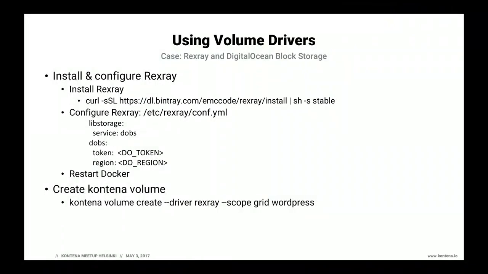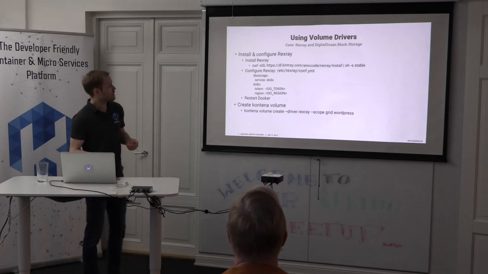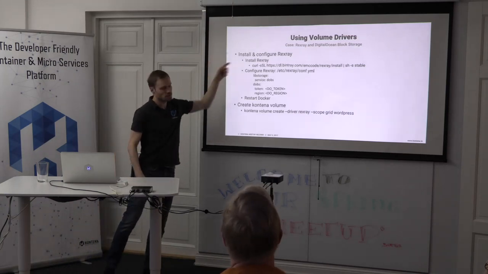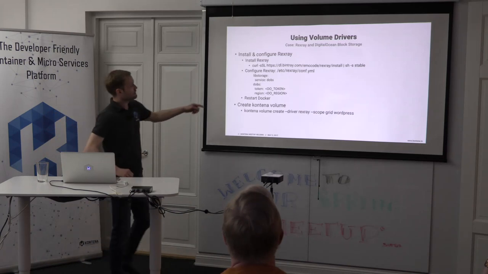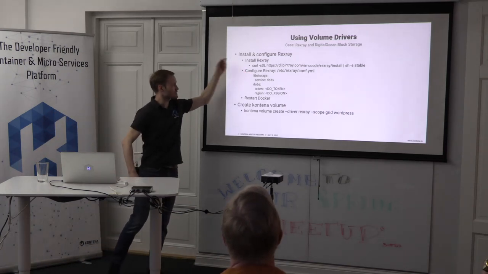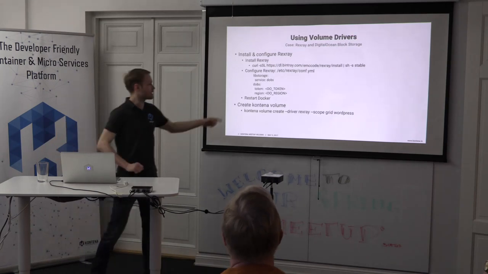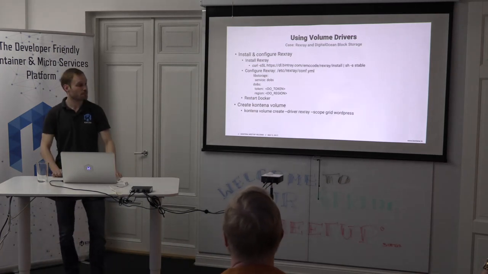So let's use some other volume driver than local. This is an example of how you can use a REX-Ray volume driver with DigitalOcean block storage. I have already installed and configured REX-Ray. It's very straightforward. You just execute some curl commands from the internet, and then you configure REX-Ray. You just set that the service is DOBS, DigitalOcean block storage, and give the DigitalOcean access token, and the DigitalOcean region where you want to create this volume.